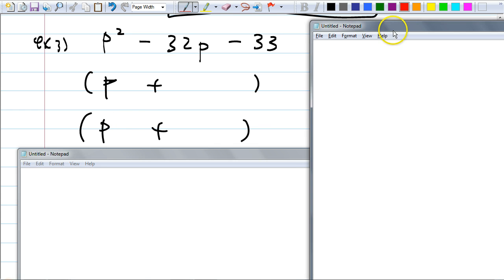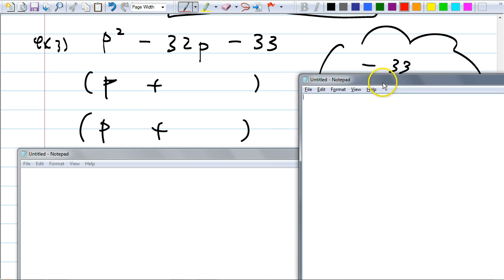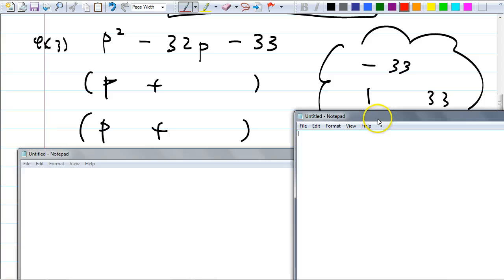So how many ways are there to get negative 33 when you multiply two integers? Raise your hand. There are 2. Matthew, which one? Give me the easiest one. 1 and negative 33. Now this time, I'm just going to write 1 and 33 because I know one of them has to be negative. I don't want to write it again. Is that okay, guys?